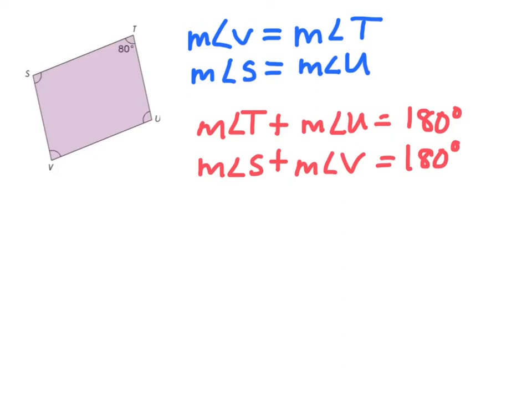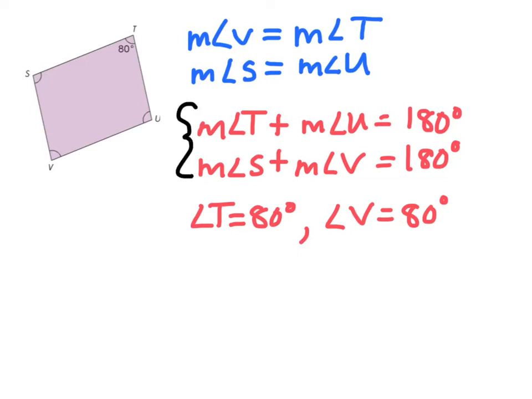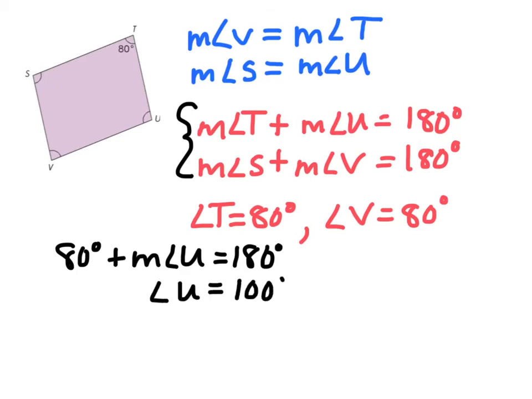From there, we can make some calculations that help us to find the angles that are missing. First of all, if angle T is equal to 80 degrees, then we know that the measure of angle V must also be 80 degrees, because they are opposite from one another, which means that they are equal. Now we can substitute into these equations and solve for angle S and angle U. If angle T equals 80 degrees, then angle U must equal 100 degrees.